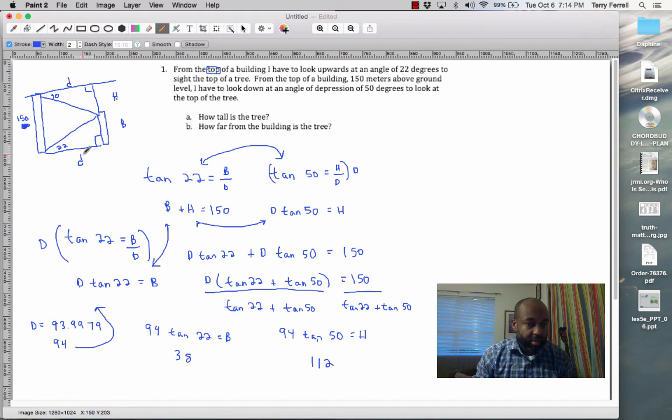My D is 94. Let's answer the question. How tall is the tree? The tree is the value for B. So my tree is 38 feet. How far from the building is the tree? That's D, and D is 94. I really didn't need H, but why not?